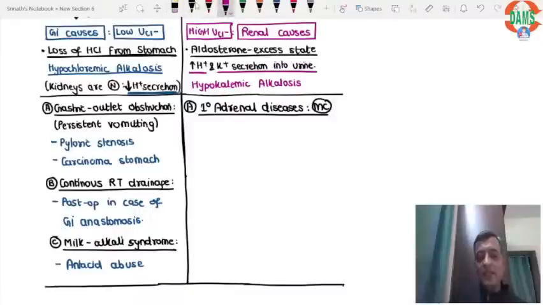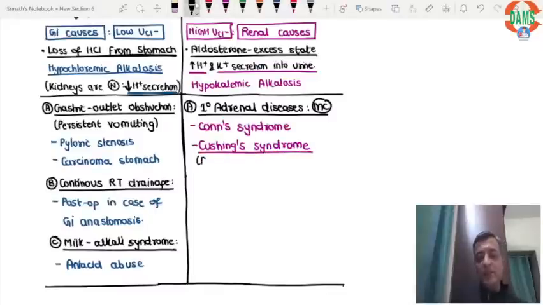Which are the diseases? It includes primary hyperaldosteronism, that is Conn's syndrome, and Cushing's syndrome. And all of us know one of the causes of Cushing's syndrome is exogenous steroid. We are familiar with that.